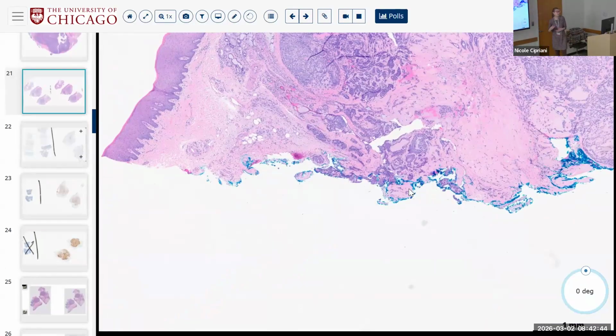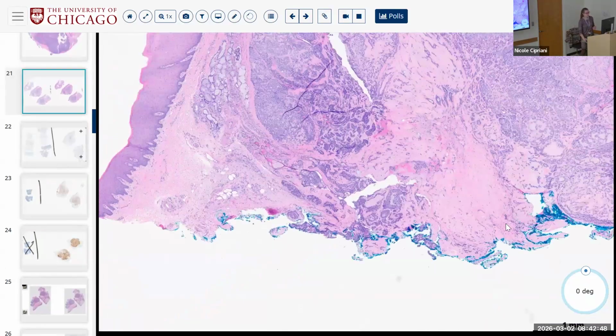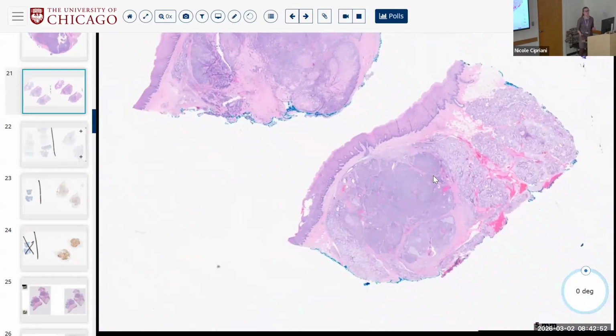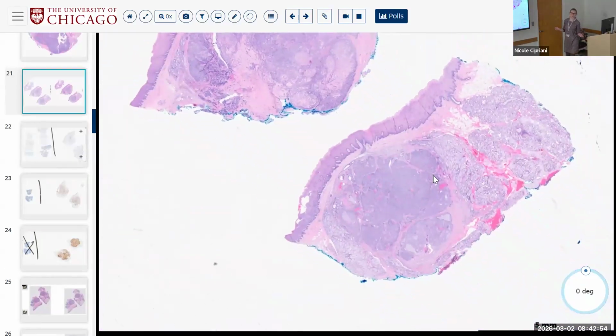So in this case, it might be useful to make that distinction, but we favored this morphologically to be polymorphous, regardless of whatever those P40 cells are doing there.